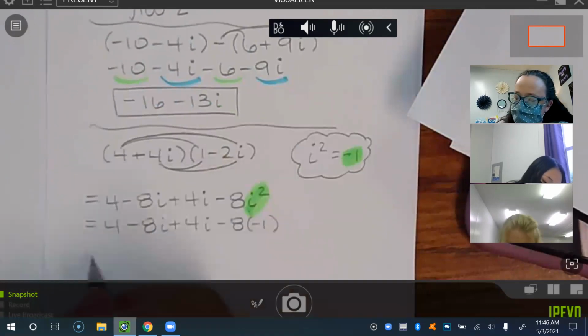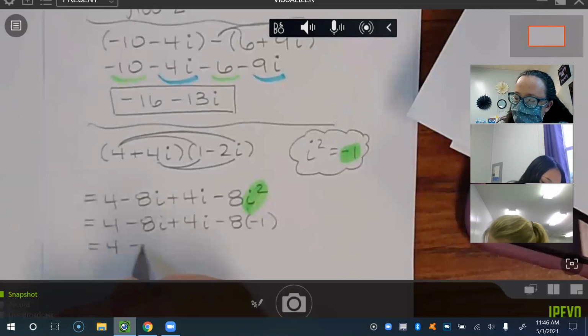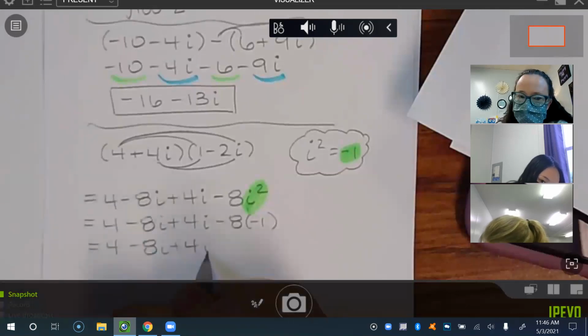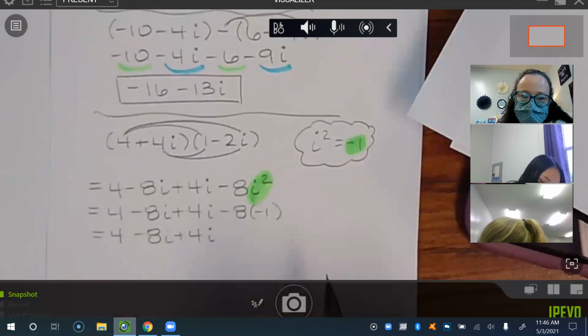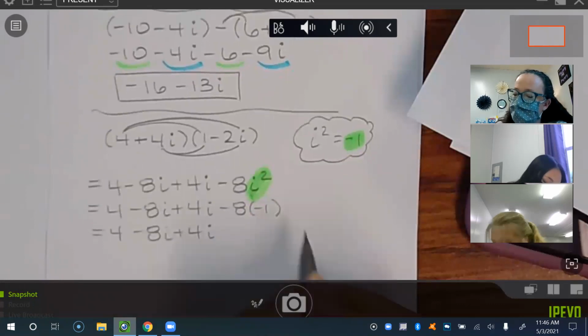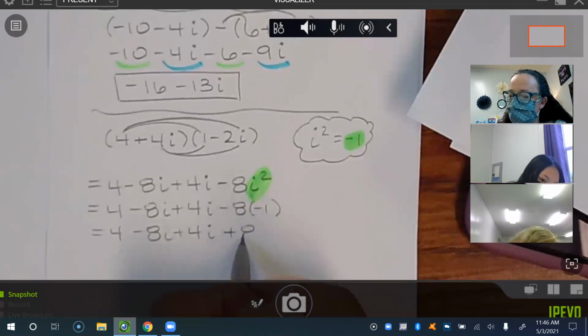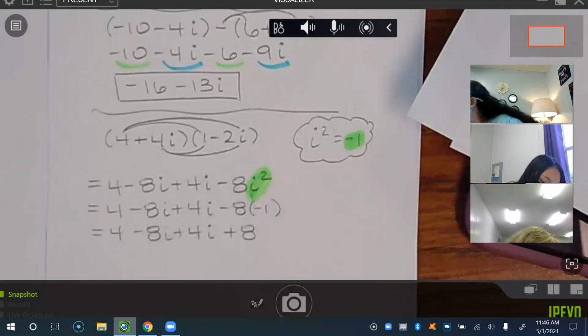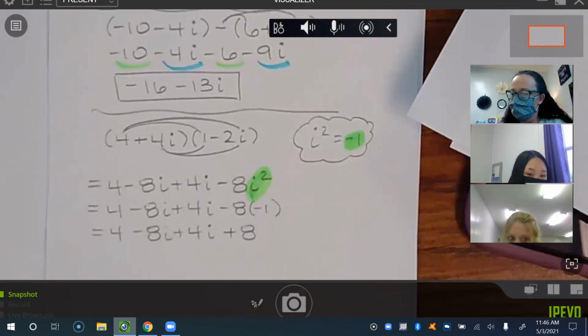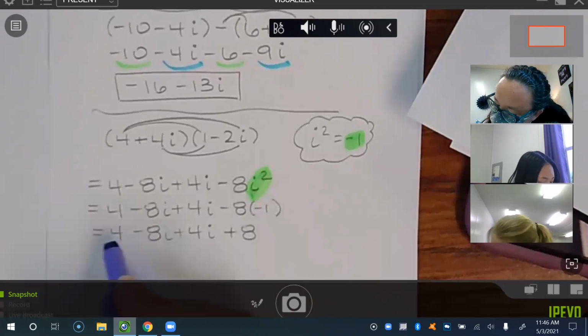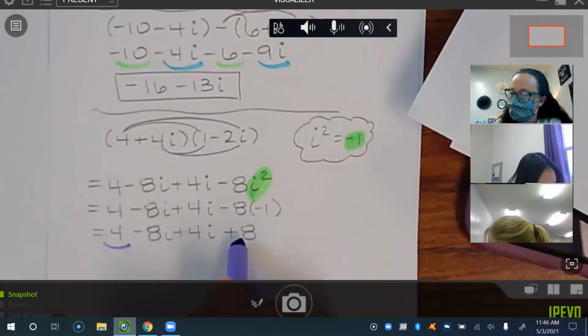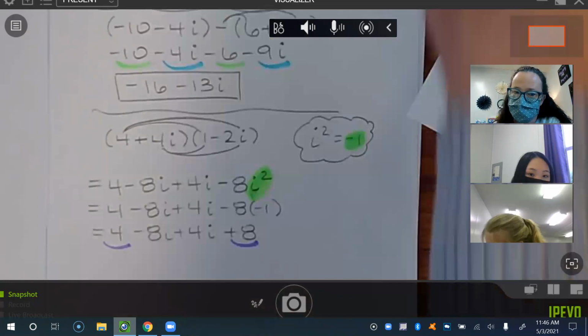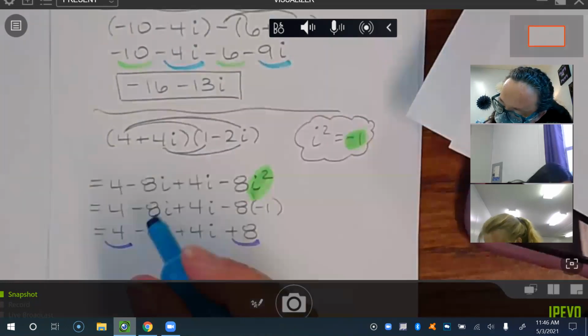And so what happens is, what's that last term turn into? That's right, a +8. And then you just combine like terms. With imaginary numbers, you are not simplified until you get rid of the i squares. So those two go together. And these two go together.